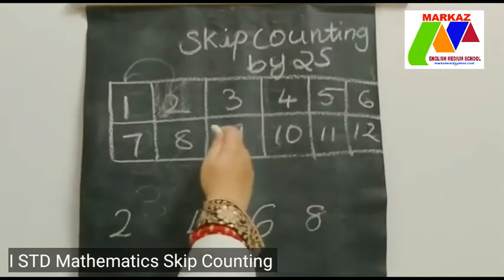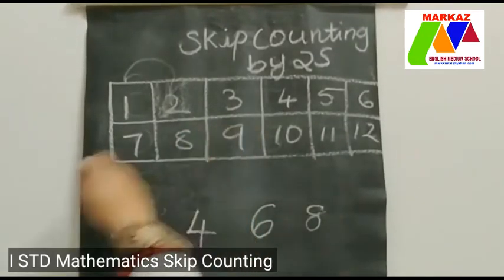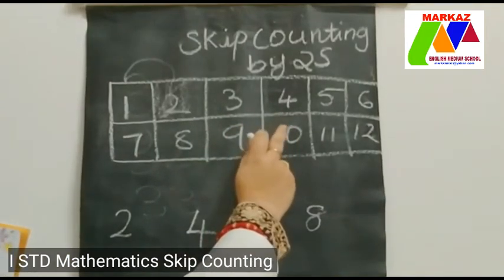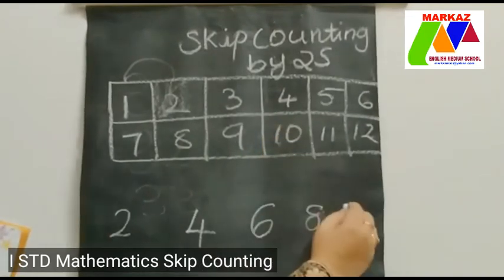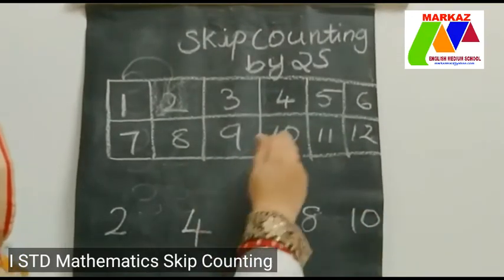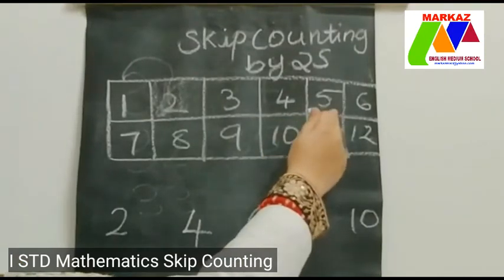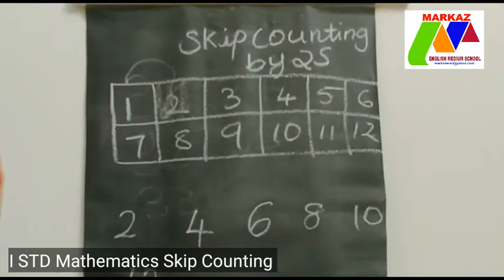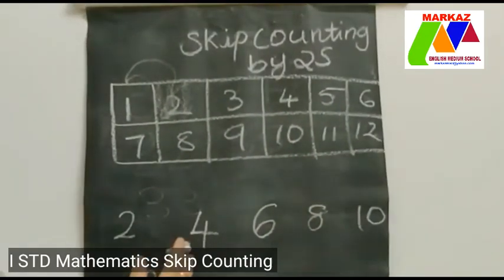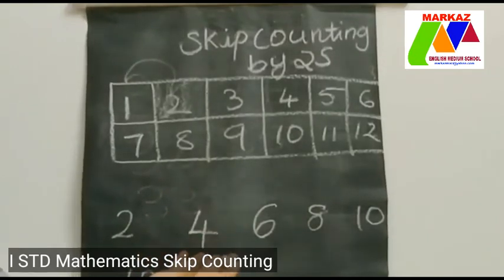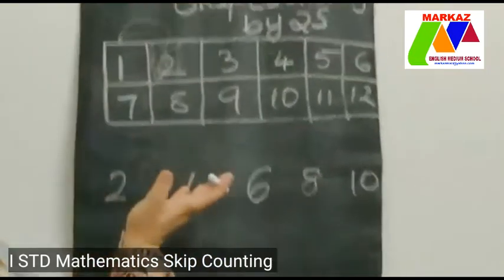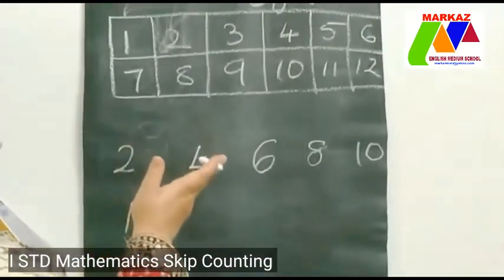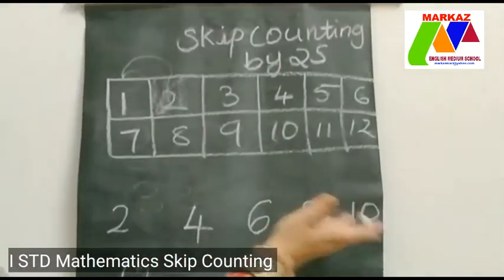Then we skip the next number, that means skip 9. Then we move to the next number, that means 10. Then we skip the next number, that means 11. Then jump to the next number, that means 12. This is how to skip twos. Clear? How to skip counting by twos. That means the answer is 2, 4, 6, 8, 10, 12.